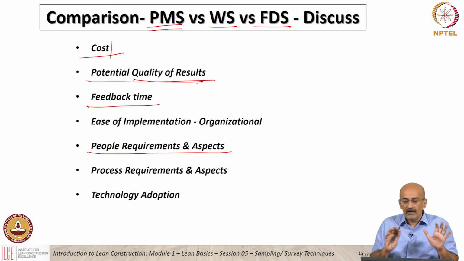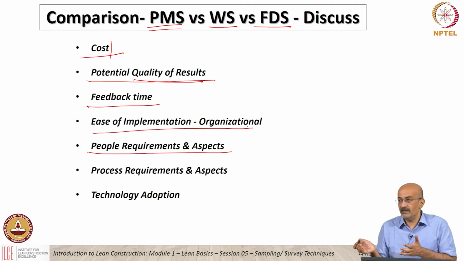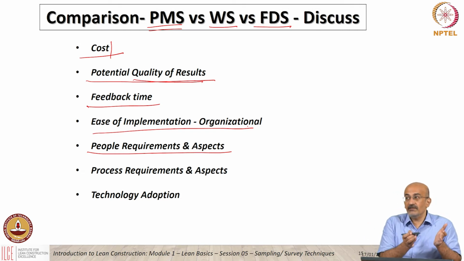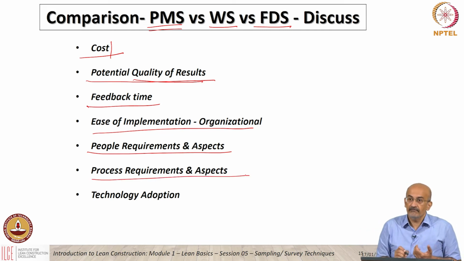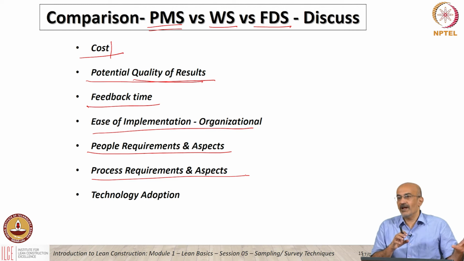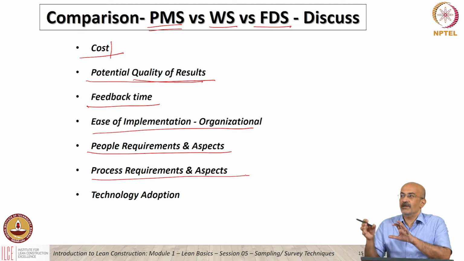So if I look at it again, ease of implementation, people ease and organizational ease. If I'm starting fresh, a productivity measurement system is quite a task to implement because the process requirements are very high. There's a lot to do. We have to do this. I have to measure productivity. I have to do my analysis. A lot of things have to be in place for the productivity measurement system to yield results.